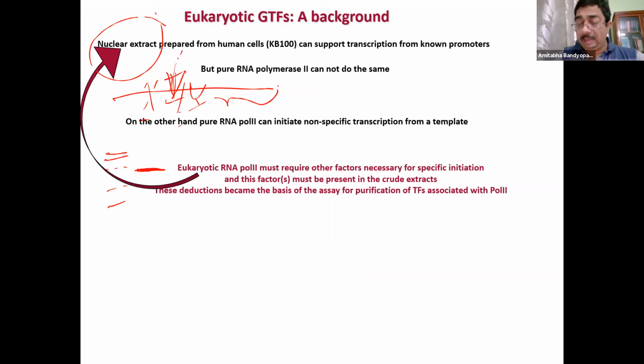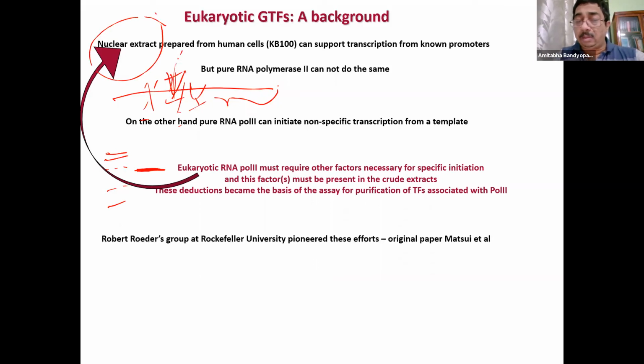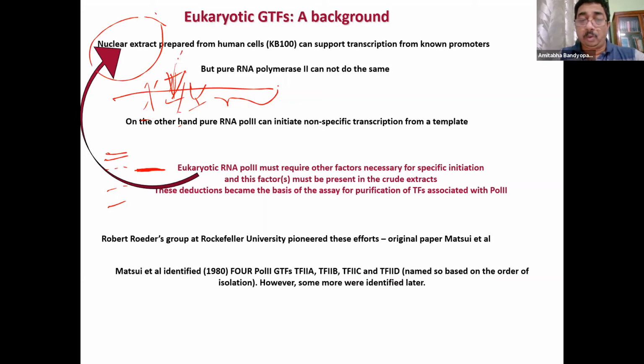This is the original paper from Bob Roeder's group. In the final step, the proteins were bound to a phosphocellulose column or a cation exchange column, and depending on how tightly they were bound to the column, some proteins came out first, with a buffer that has relatively low salt concentration, and some proteins came out much later.